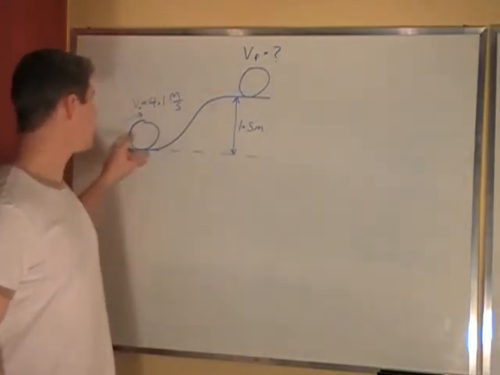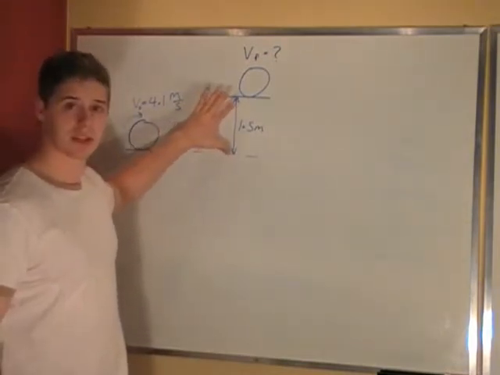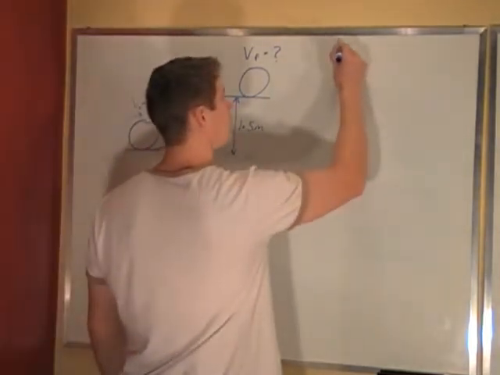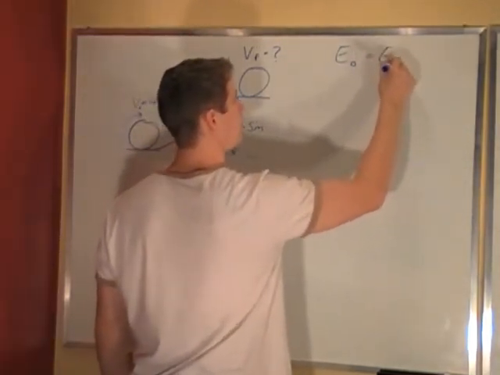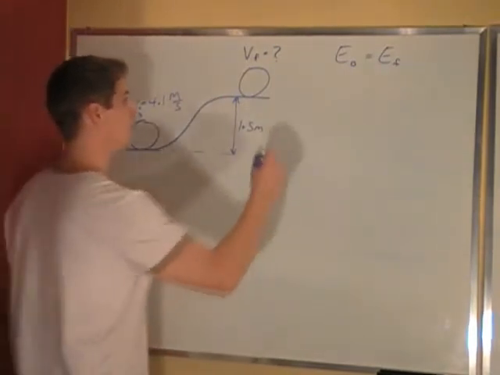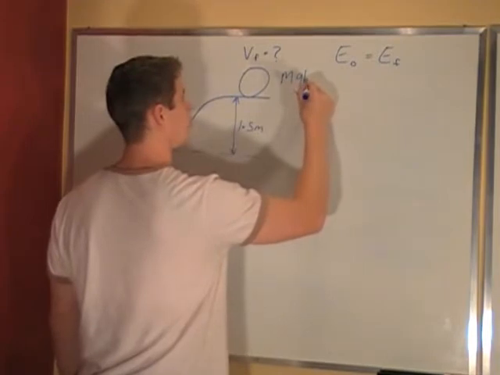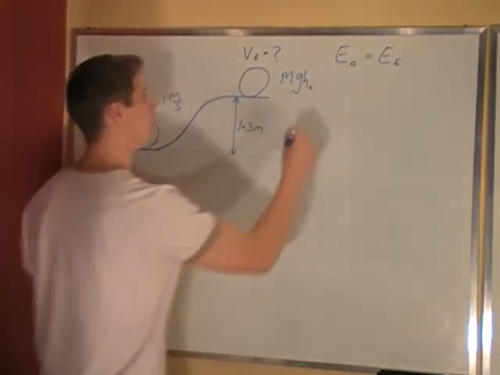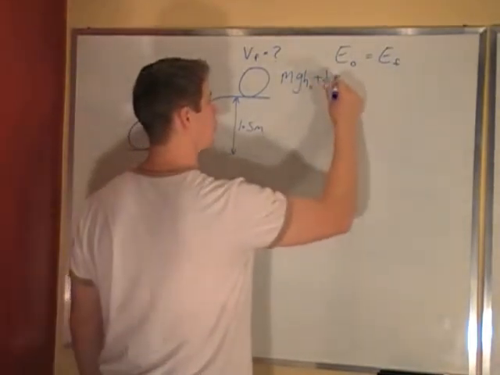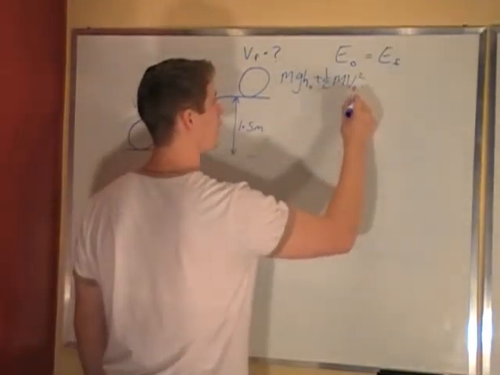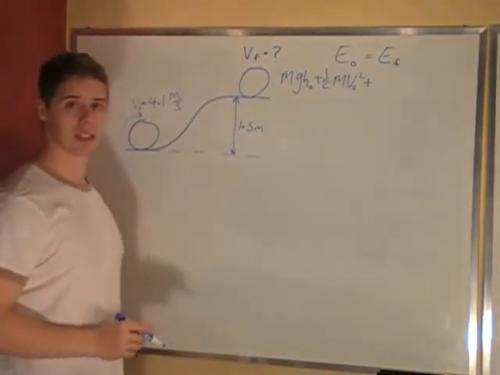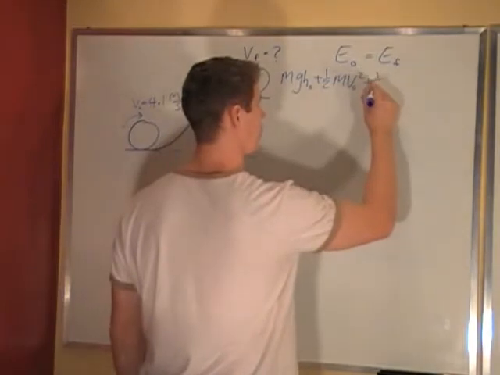We have rolling energy, we have gravitational potential energy, and we have kinetic energy. So energy initial equals energy final. So we have gravitational potential energy, mgh initial, plus kinetic energy of the hula hoop, the energy of motion, 1/2 mv0 squared, plus our rolling energy, 1/2 I omega squared.